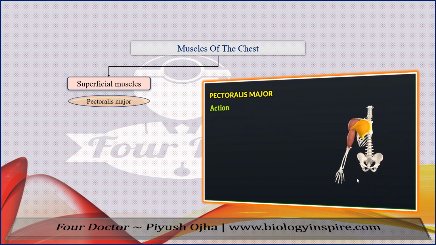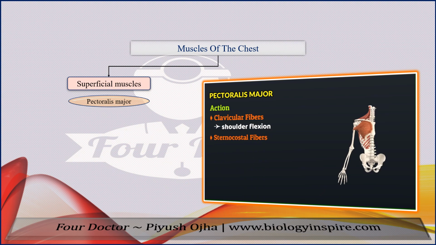Now let's look at the action produced by this muscle. As we studied, the pectoralis major muscle originates through two heads, the clavicular head and the sternocostal head. These two heads on contraction produce individual actions as well as combined actions. The clavicular head on contraction produces shoulder flexion. That is, when the clavicular fibers contract, they flex the humerus bone at the shoulder joint. So the clavicular fibers produce shoulder flexion.